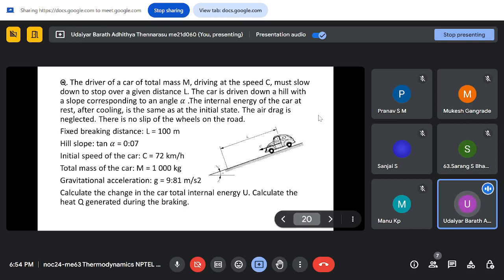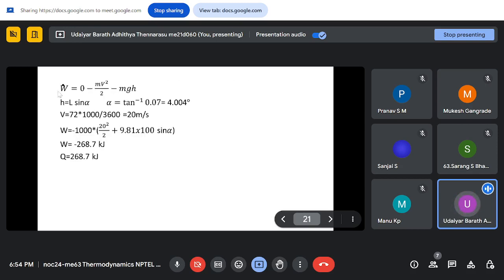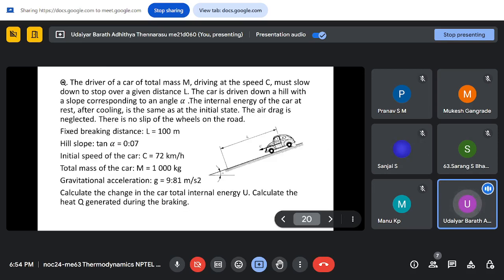So that's what we need to find out. So we do an energy balance to find this out. Work is nothing but the difference in energy: initially the car was at some energy, and at this point it will be at some other energy. So the difference between the energies is the difference in the internal energy of the car.